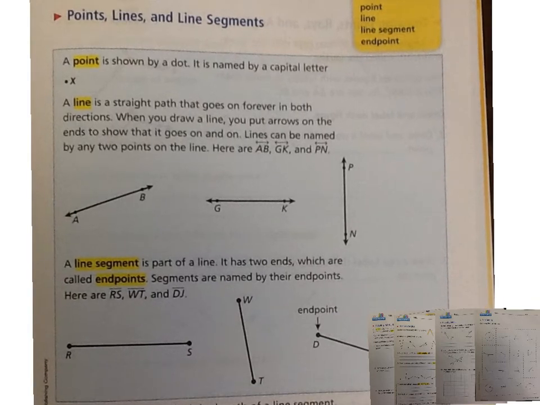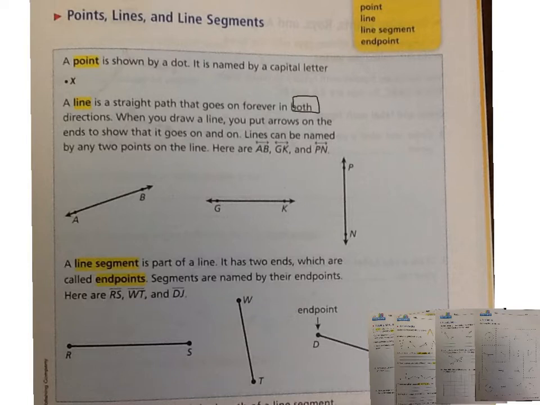This is probably the most important page in this lesson because you need to understand what a point, a line, and a line segment are. A point is shown by a dot. It is named by a capital letter. Every dot you see is considered a point. A line is a straight path that goes on forever in both directions. Remember, both directions. That should be highlighted. It's not, but the word both is important because it has to go in both directions.